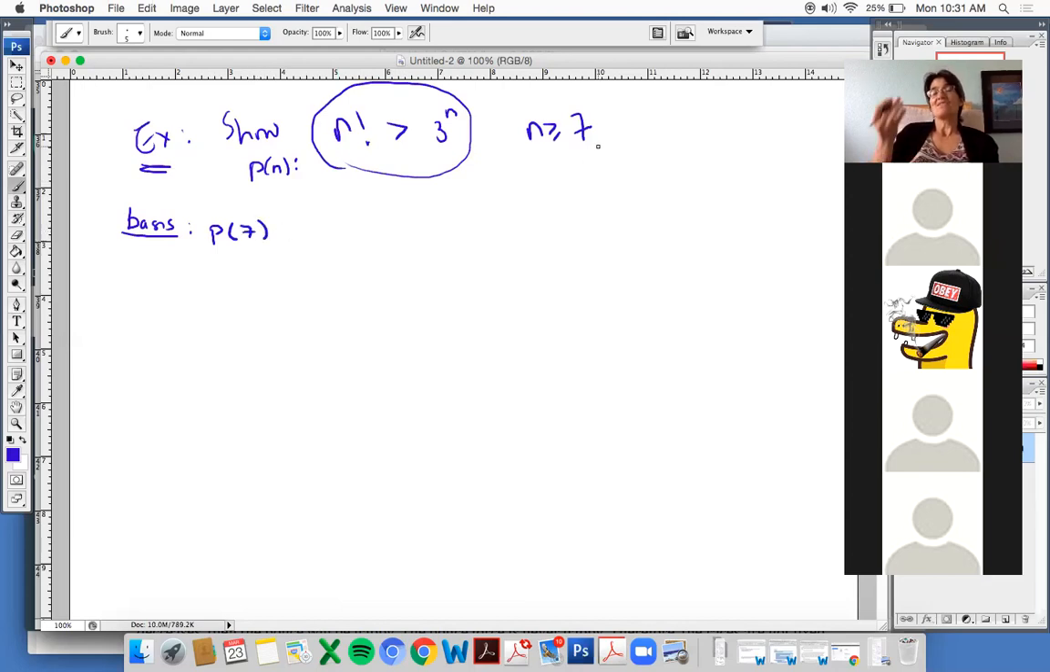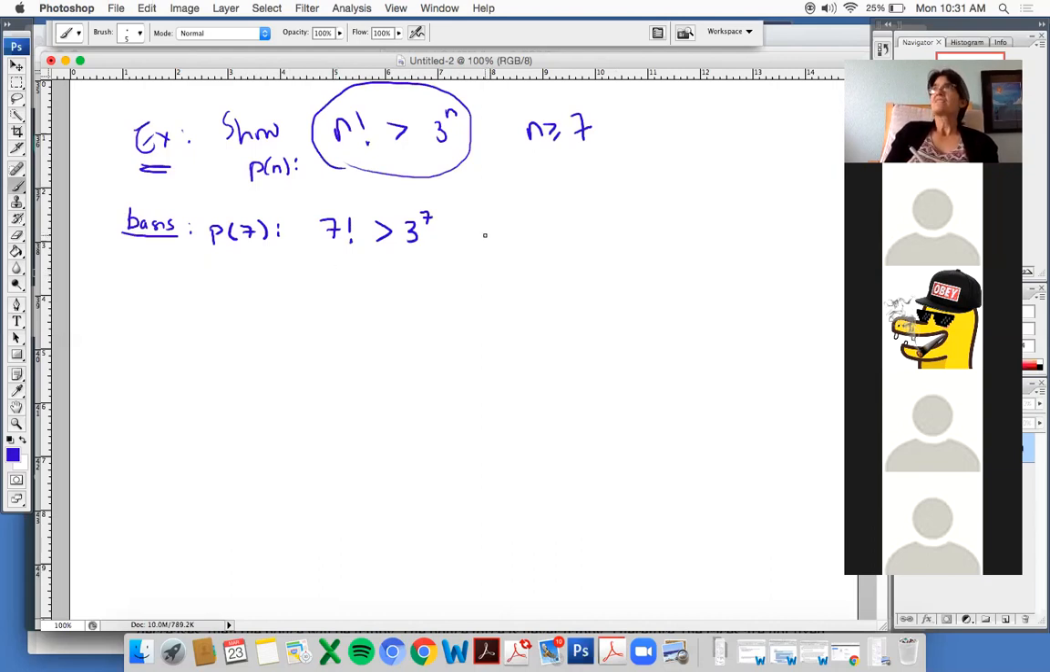And the reason 7 is used and not 1 or 2 is because this is not true for n is 1 or n is 2. This doesn't become true until n is 7. Okay, so P of 7 is my starting point, right? So P at 7 says, is 7 factorial bigger than 3 to the 7?